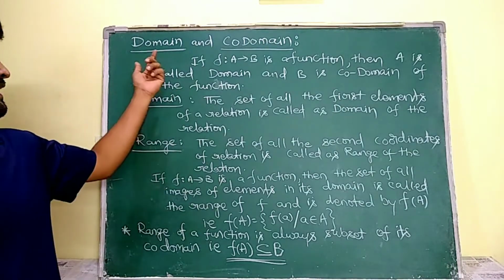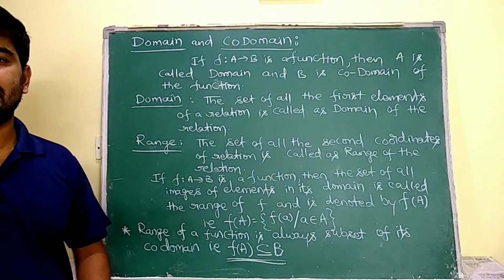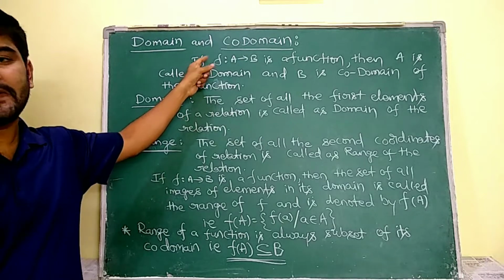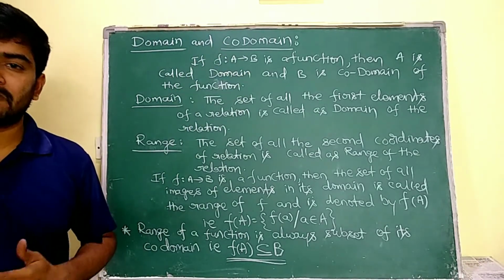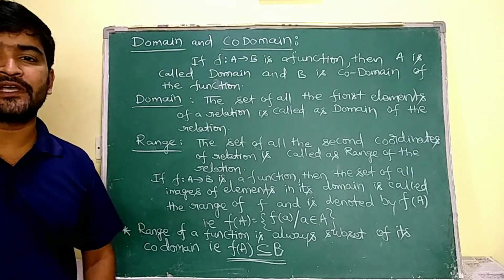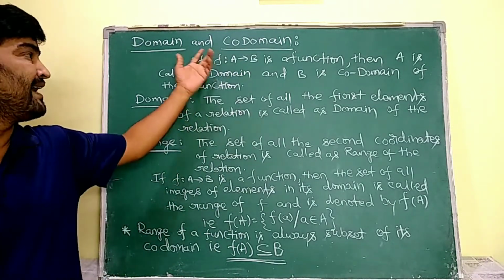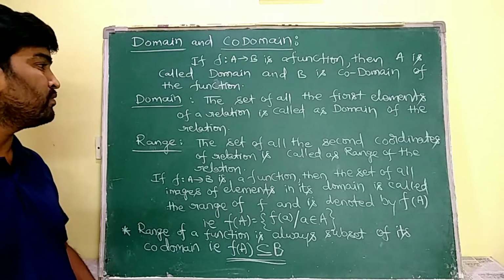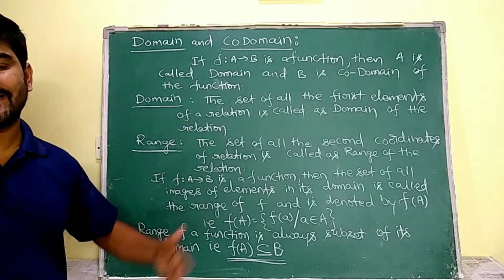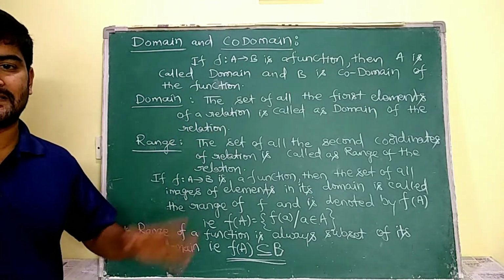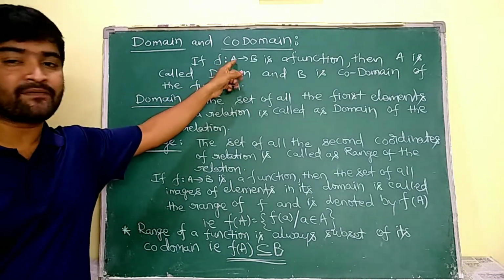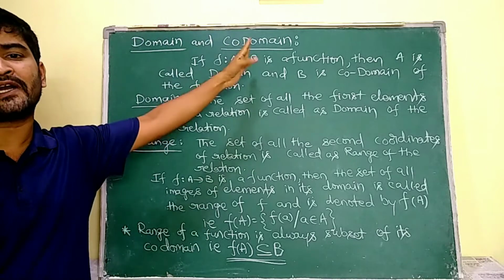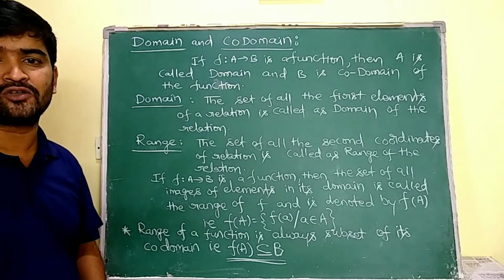Domain and codomain. As we discussed, if f is mapping from A to B, then A is said to be the domain of the function f and B is said to be the codomain of the function f. Now, how to write the domain if you are given the function with ordered pairs? If it is given as f is mapping from A to B, then A is the domain and B is the codomain.